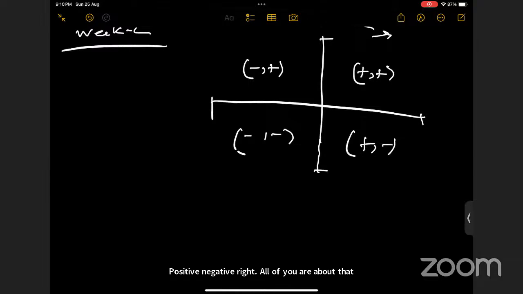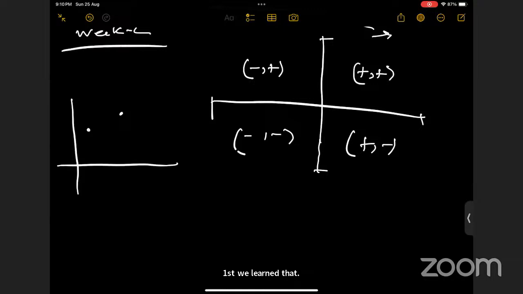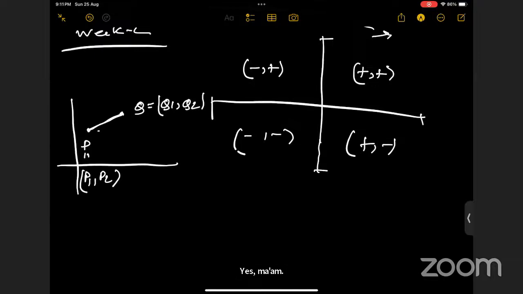So in this case, first we learned that if we have any 2 points in the Cartesian coordinate, say P and Q, we know how to measure the distance between P and Q, that means the length of the line. This is the shortest distance between P and Q, right? So suppose the coordinate is Q1, Q2, and the other coordinate is P1, P2.